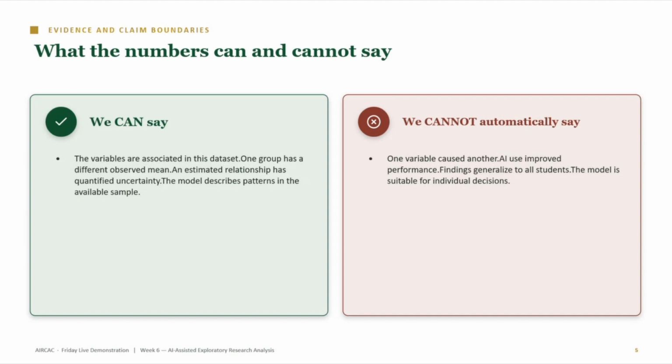So the variables are associated with the data set. One group has a different observed mean. An estimated relationship has a quantified uncertainty. The model describes patterns in the variable sample. On the other side, we cannot say that one variable caused another, that AI use improved performance, that findings are general to all the students, or that the model is suitable for individual decisions.